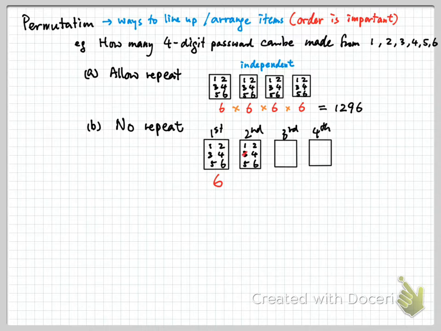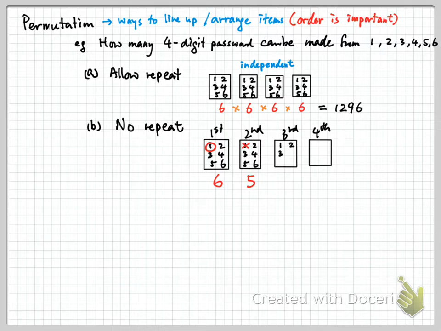Say you took away the number 3 from the first box. So you can no longer choose number 3 in the second box. In other words, the number of choices in the second box goes down by 1, because 1 digit is already taken in the first box. So in the second box, you have 1 less digit to choose from. So that's why it's down to 5.